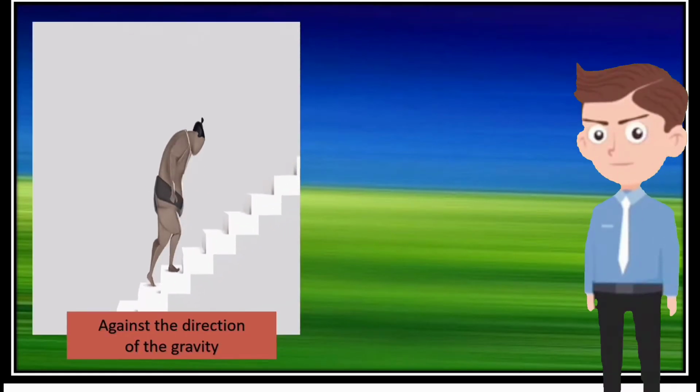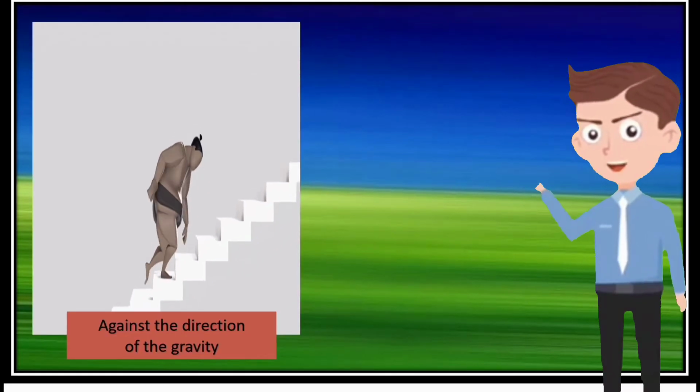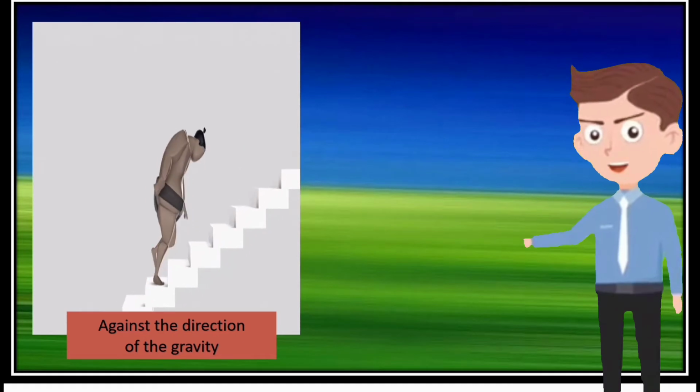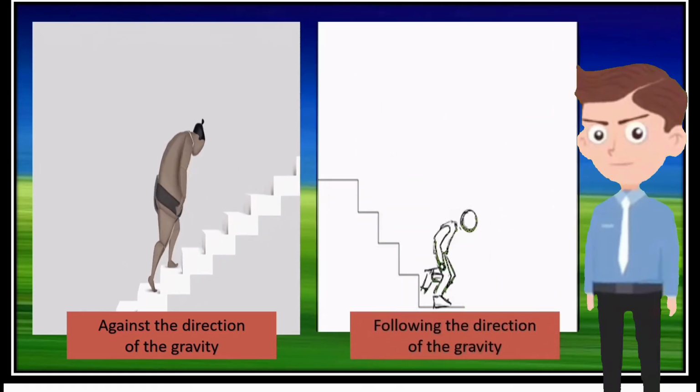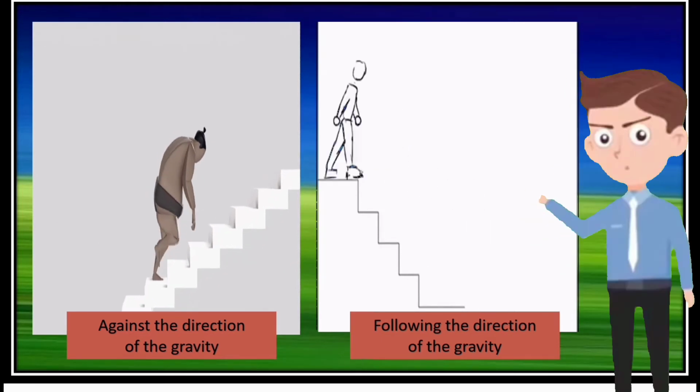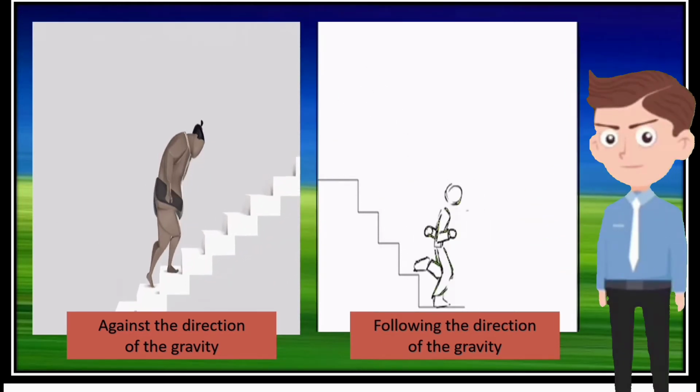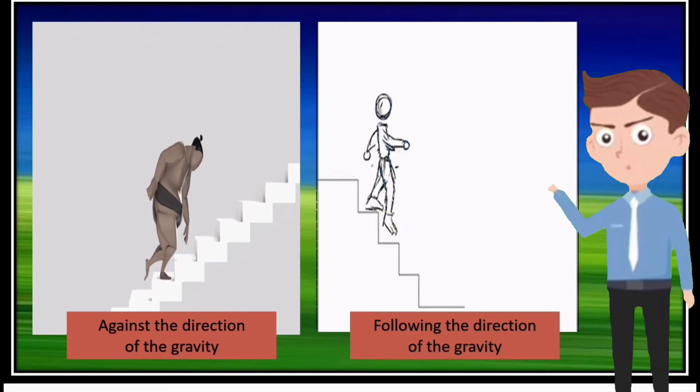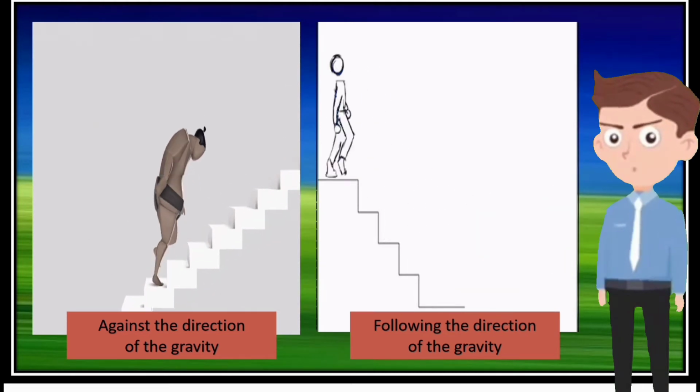Gravity is also the reason why it is harder to go upstairs than to go downstairs. Because when we go upstairs, we are going against the direction of gravity, while when we are going downstairs, we're just following the direction of gravity.